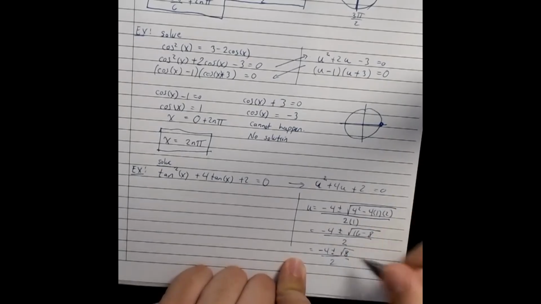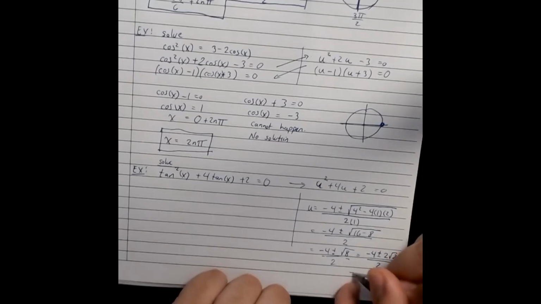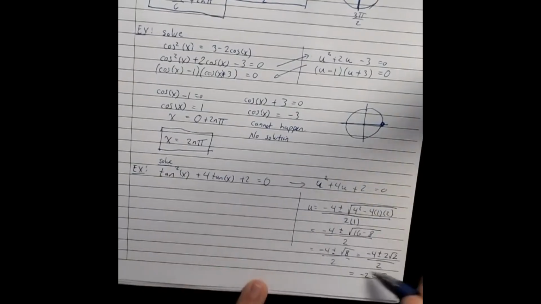Now notice, the square root of 8 can be simplified. We can write this as negative 4 plus or minus 2 root 2 over 2. And finally, each of these can be divided. Negative 4 divided by 2, well, that's negative 2. And here, 2 root 2 divided by 2, that just leaves me the plus or minus root 2. So here, that means u is equal to that.